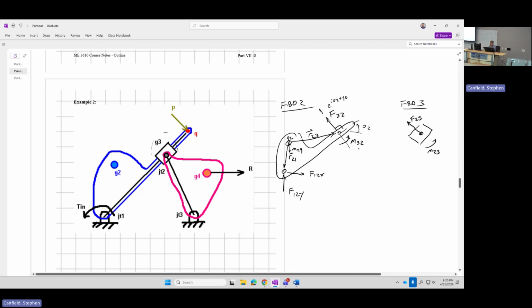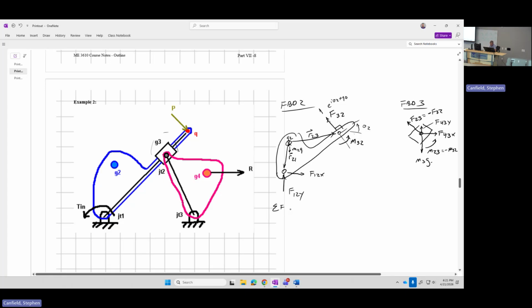Now, if I don't want to carry around 2 sets, I can just replace that with a negative F3 on 2 and replace that with a negative M3 on 2. But that's the idea. And then there's going to be the bearing reactions. This is the force of 4 on 3 in the X, and that's 4 on 3 in the Y. And then if there's any mass, M3 gravity. And this one's law works out.